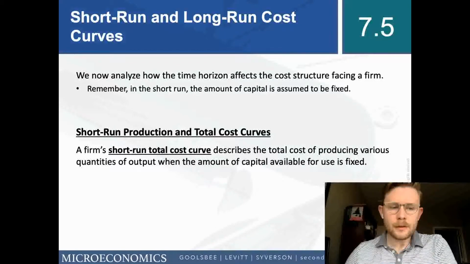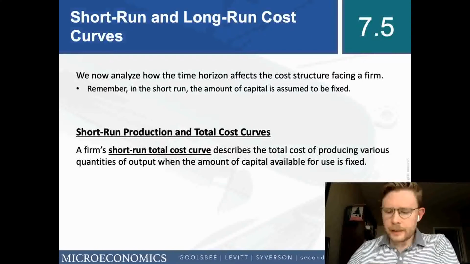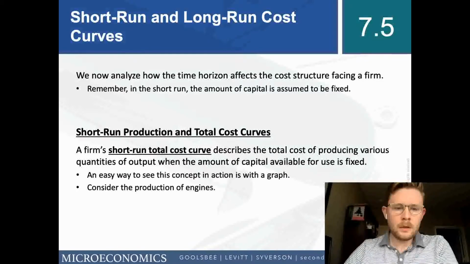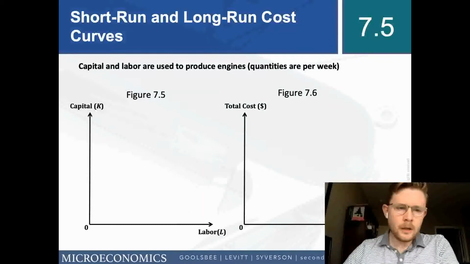A firm's short run total cost curve describes the total cost of producing various quantities of output when the amount of capital available is fixed. Just like I said, in the short run, you can change labor, but you cannot change capital. We're going to look at a couple of graphs to see this in action.